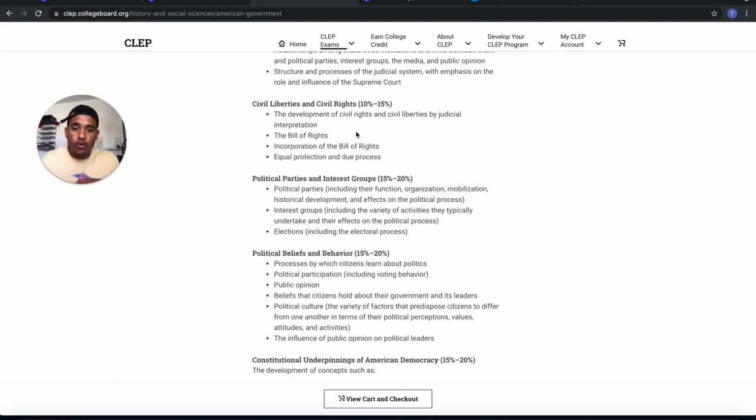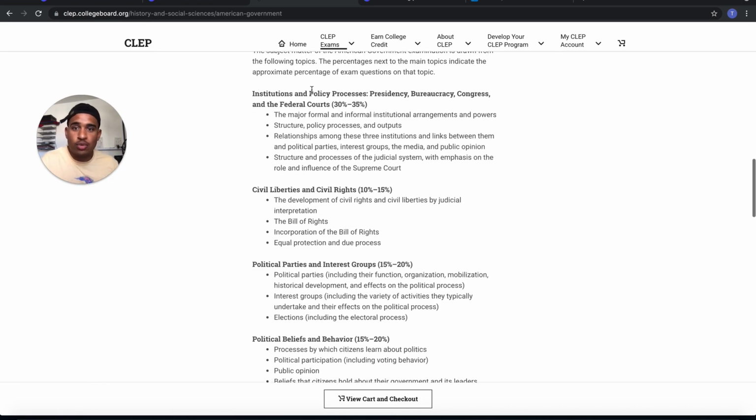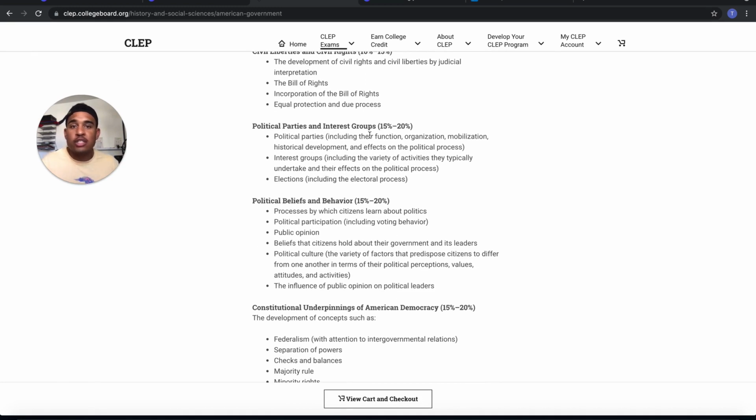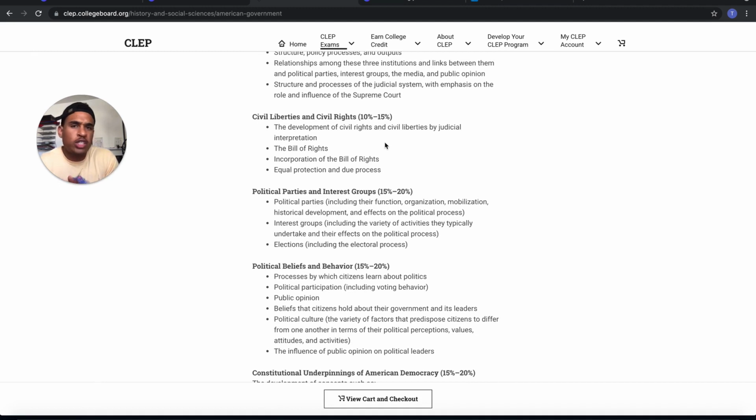If you just want 50% of all this information, let's say all you wanted to study was institutions, policy, process, this right here, and political parties and interest groups, okay? If you just wanted to study those two things and you went absolutely hard on that 50%, you still would probably give yourself a really good chance of passing that exam. Because remember, we'll talk about this later, but the CLEP exam, your score is scaled. And the name of the game is answer as many questions correctly as you possibly can.